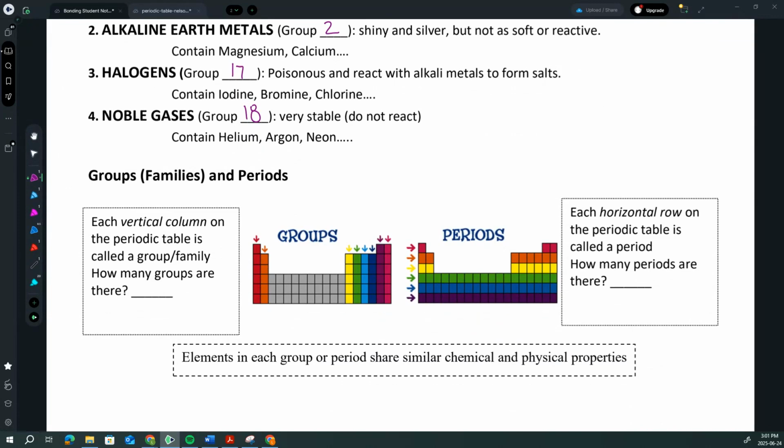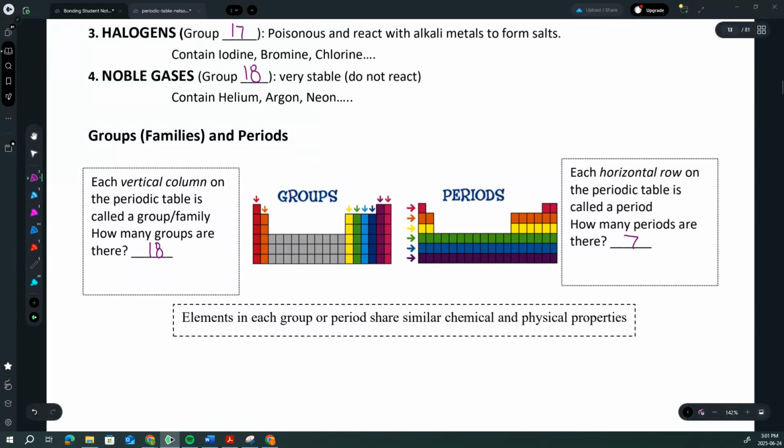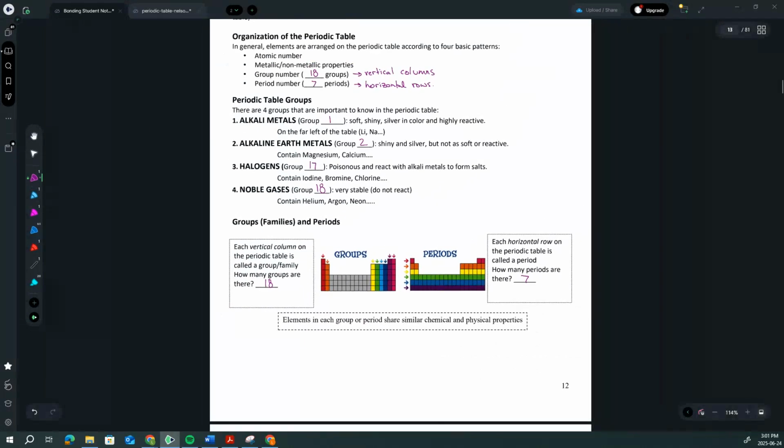So each vertical column on the periodic table, as we've discussed, is called a group or a family. You can use either term, and there are 18 groups. Each horizontal row on the periodic table is called a period, and there's going to be 7 periods. So elements in each group or period share similar chemical and physical properties.